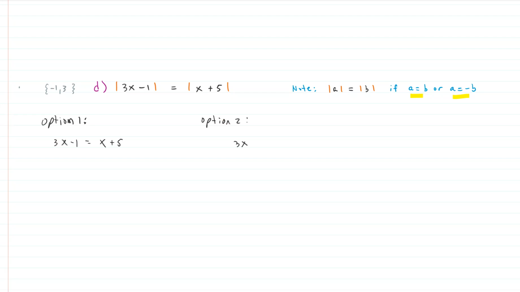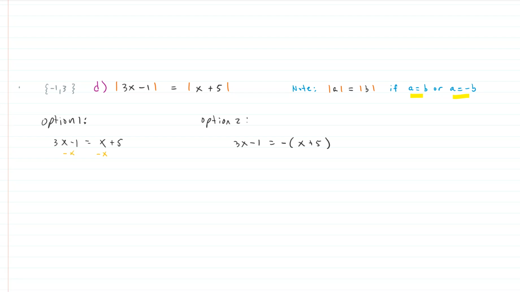we have 3x minus 1 equals the negative of x plus 5. We solve these 2 equations and we have our answers. Let's do option 1. Anyway, let's solve this equation. Let's get all the x's to the left and all the numbers to the right. So let's take the x to the left. So we subtract x on both sides.